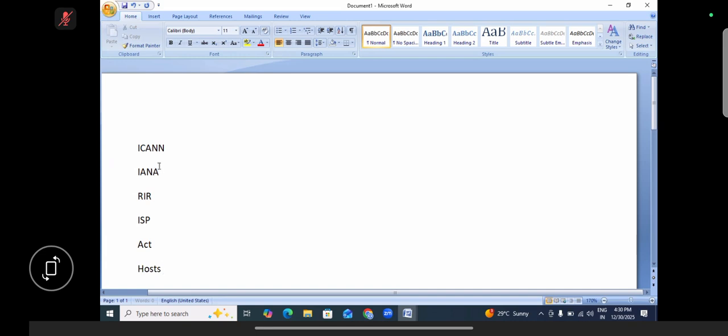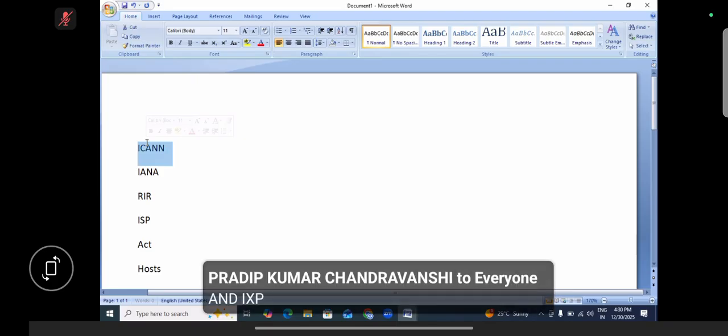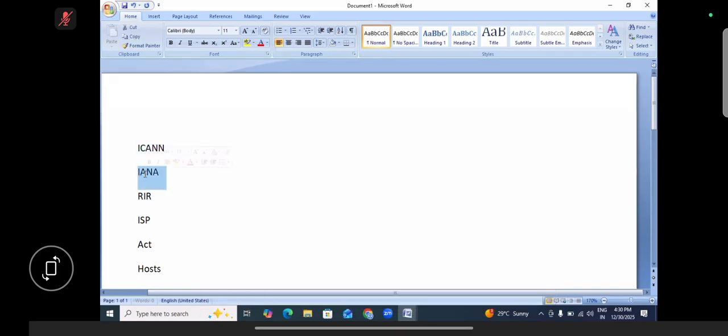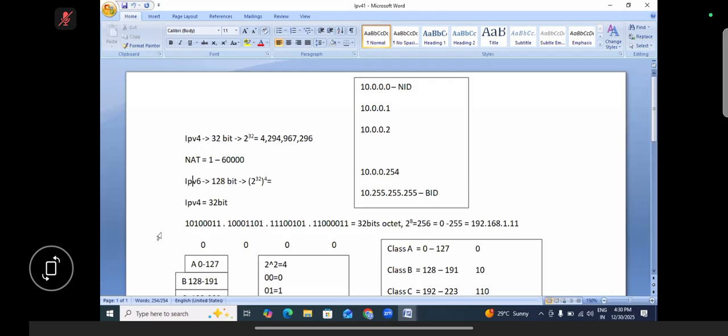Clear, guys? ICANN introduced IP addresses for the internet, and those people are going to provide them. ICANN to IANA, IANA to RIR, the Regional Internet Registry, RIR to ISPs, ISPs to small ISPs like ACT, Hathway, and from there we are getting it into our organization. So who introduced IP addresses for us? IANA, you can say, or ICANN.